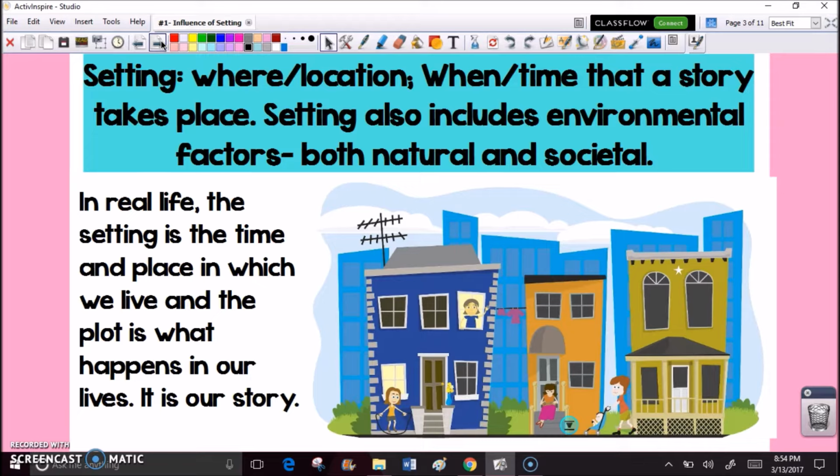Now, in real life, the setting is the time and place in which we live. And the plot is what happens in our lives. It is our story, the events that occur.